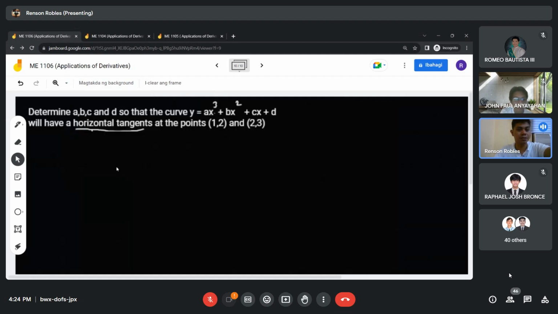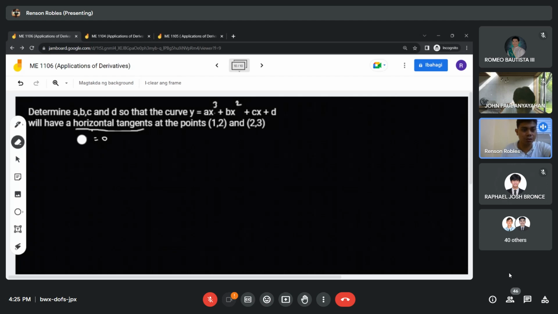Determine A, B, C, and D so that the curve y equals ax cubed plus bx squared plus cx plus d will have horizontal tangents at the points 1, 2, and 2, 3. Okay, so the keyword is horizontal tangent. So when you see horizontal tangent, it's a horizontal line, the slope of which is equal to 0.